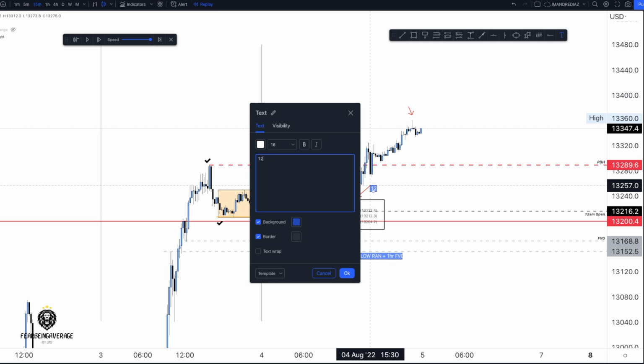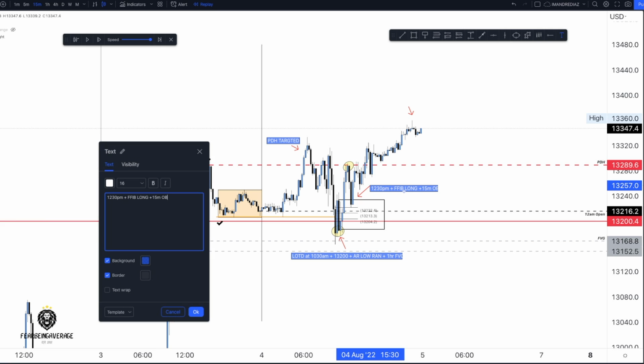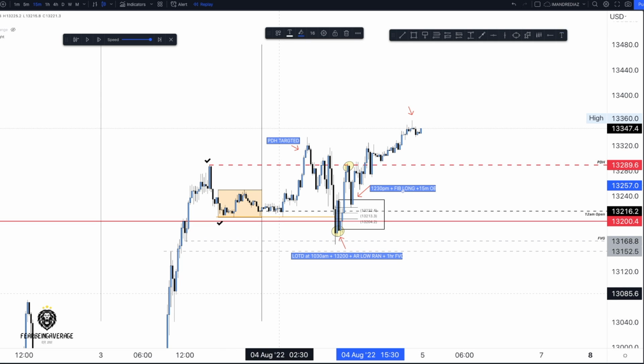So let's annotate that. We had 12:30. Was it PM or AM? AM. No, it was PM. 12:30 PM. We had the fib long along with the 15-minute bullish order block. Just like that. Was there any other confirmations? No, that was the only confirmations for that specific trade idea right there. So let's have that annotated right there. So you had this potential re-entry that would have been valid.